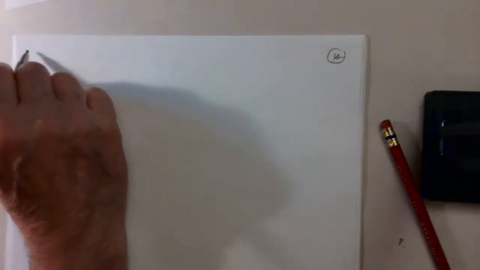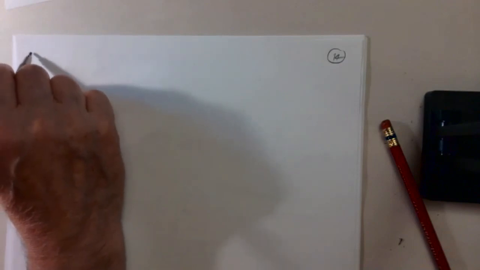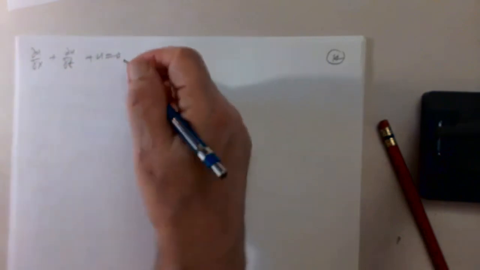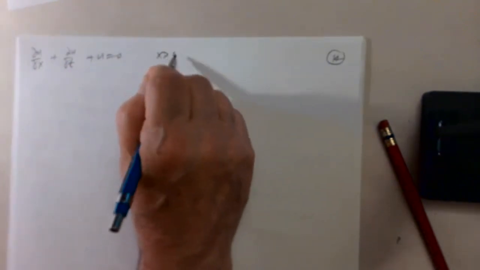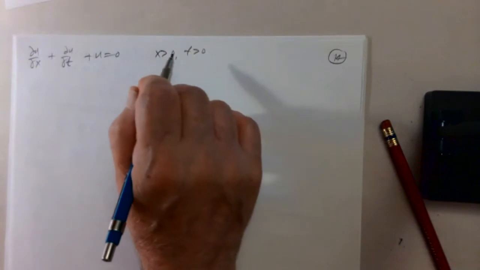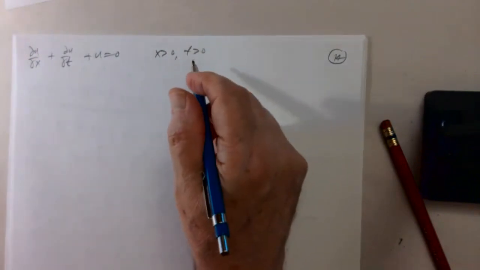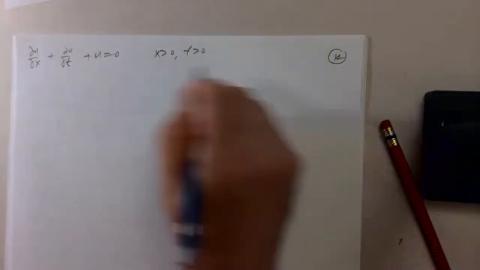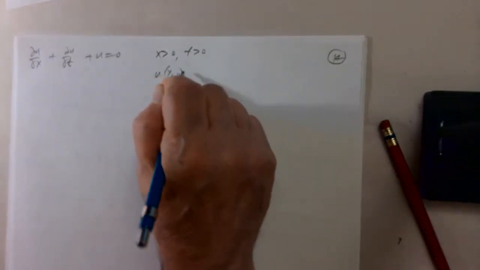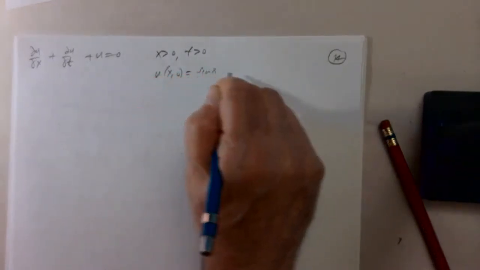So this is a non-homogeneous equation. Partial u with respect to x plus partial u with respect to t plus u equals 0. And we want to solve it for x and t both greater than 0. So we have an initial condition, which is u of x,0 is sine x for all x.